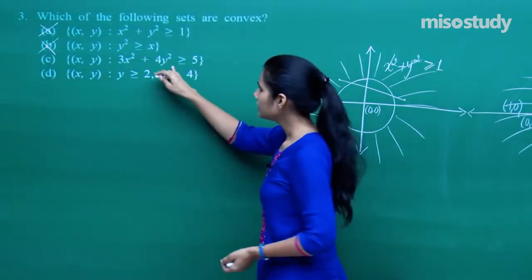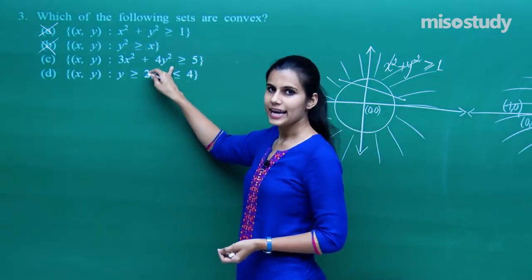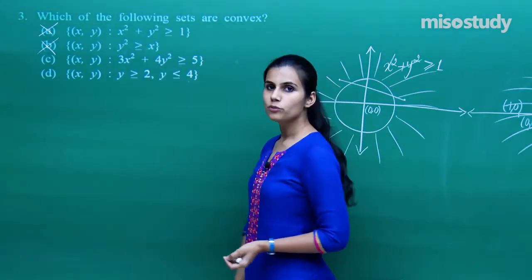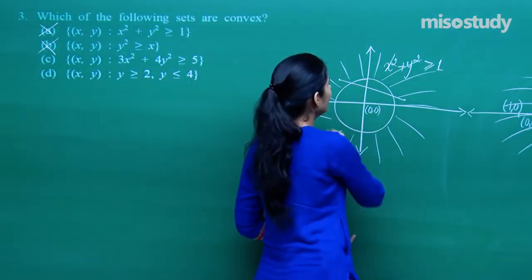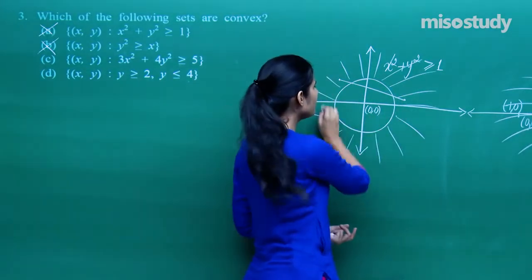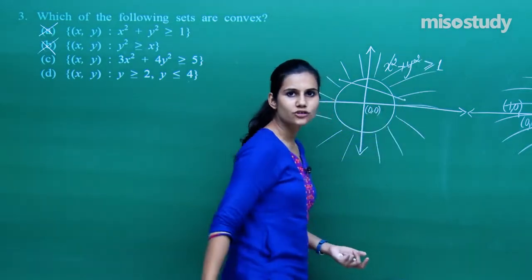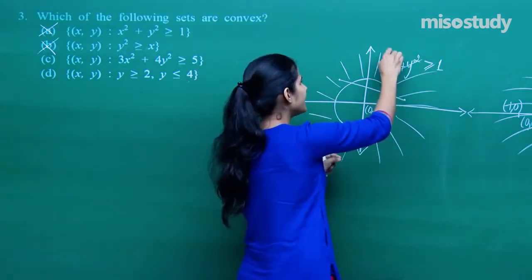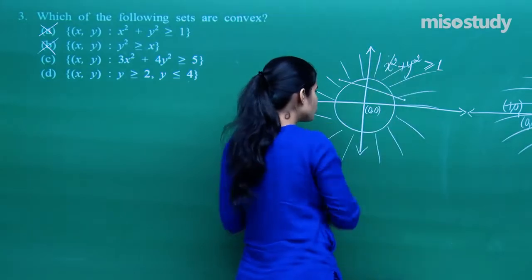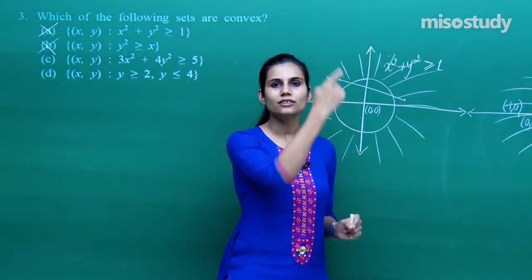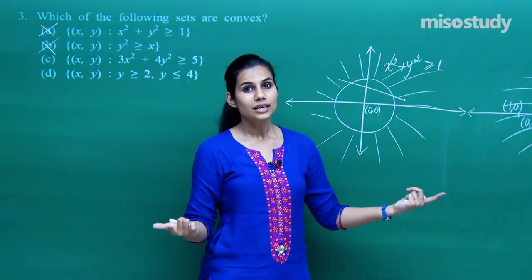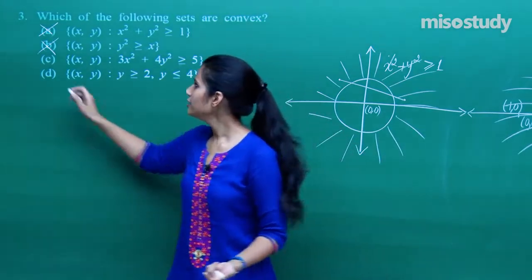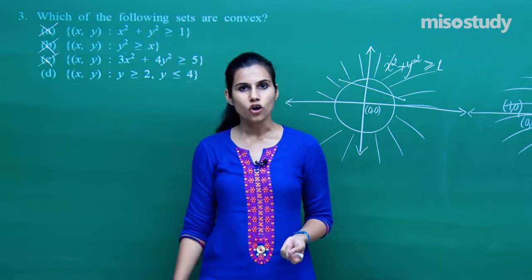If you talk about the third case, again it is representing an ellipse and greater than or equal to something, that means it is the exterior of the ellipse. So again the ellipse will be here and the exterior of the ellipse is actually my region. If you take any 2 points in the exterior of the ellipse and join them, the line segment is going to cut through the ellipse. That means the entire line segment is not going to lie in the exterior of the ellipse. Therefore again this is also not a convex set.